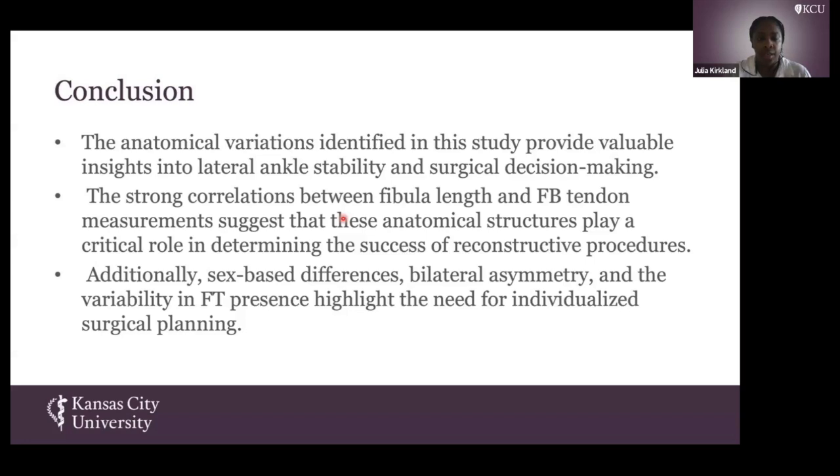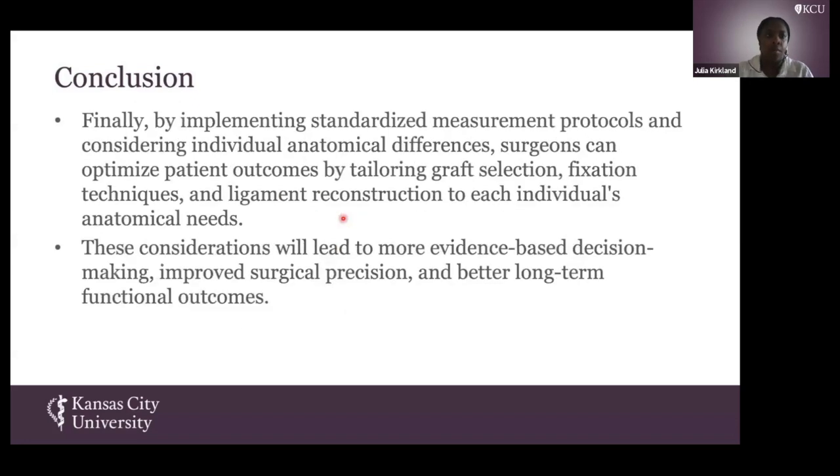Additionally, sex-based differences, bilateral asymmetries, and the variability in fibularis tertius tendon presence highlight the need for individualized surgical planning. By implementing standardized measurement protocols and considering individual anatomical differences, surgeons can optimize patient outcomes by tailoring the graft selection, fixation techniques, and ligamentous reconstruction for each individual's anatomical needs. These considerations will lead to more evidence-based decision-making, improved surgical precision, and better long-term functional outcomes.